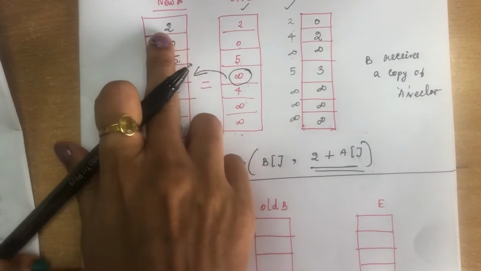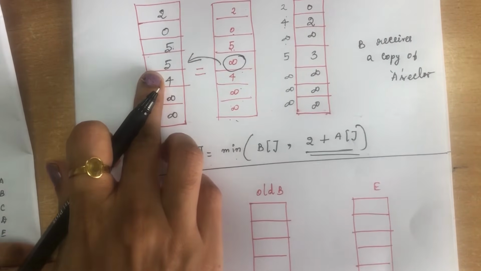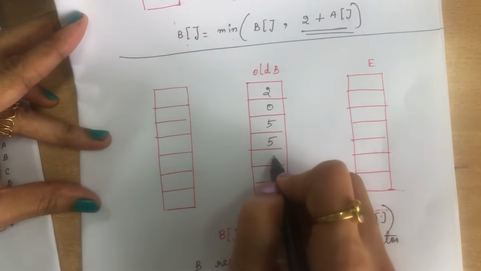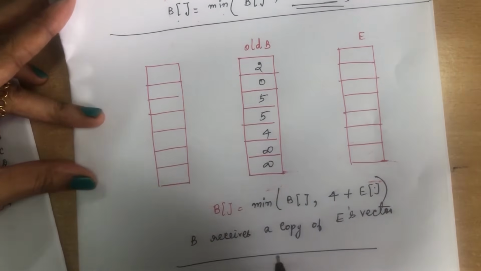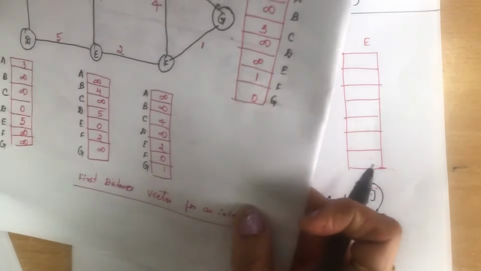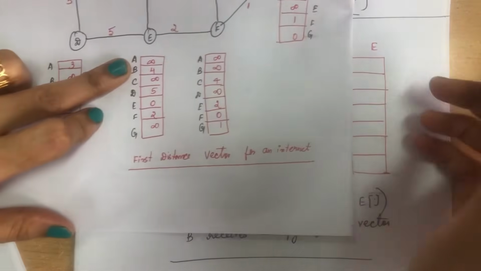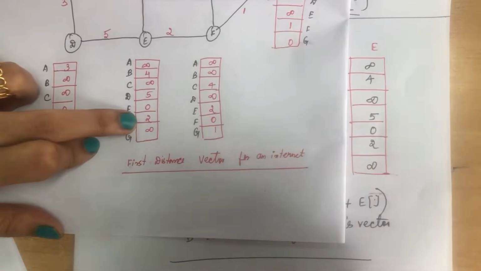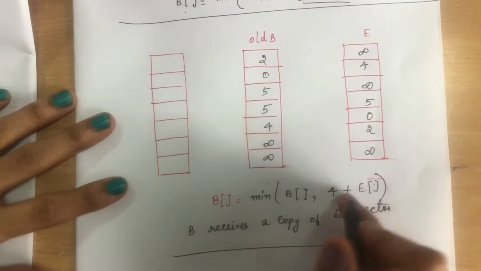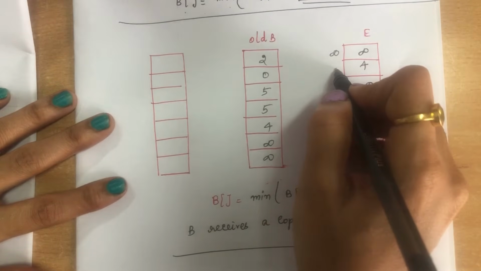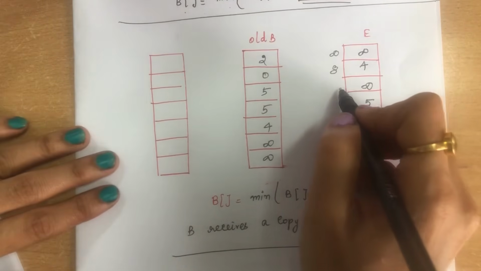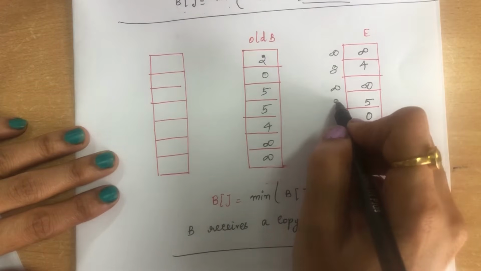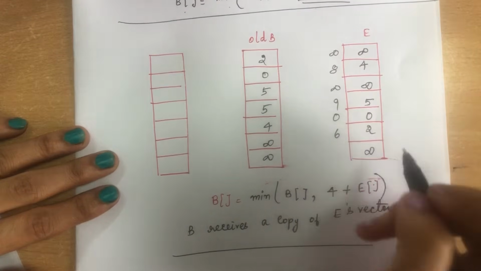In the old value, what we have got is 2, 0, 5, 5, 4, infinity. We will write it over here. Okay, this is old B. So what is the E value? The E value is over here: infinity, 4, infinity, 5, 0, 2, infinity. For this you have to add 4. When you add 4, infinity stays infinity, 4 plus 4 is 8, infinity, and this is 9, this is 0, and 4 plus 2 is 6, and this is infinity.